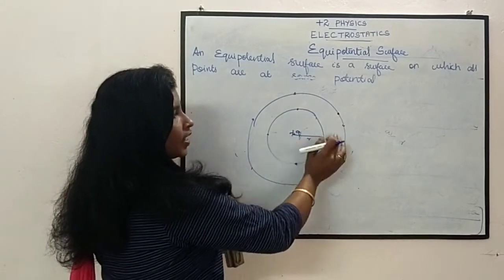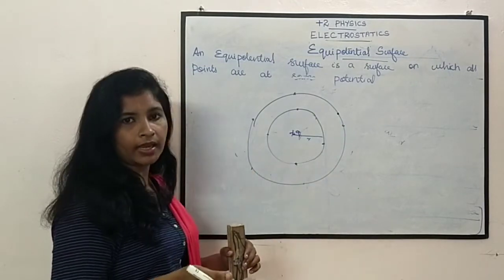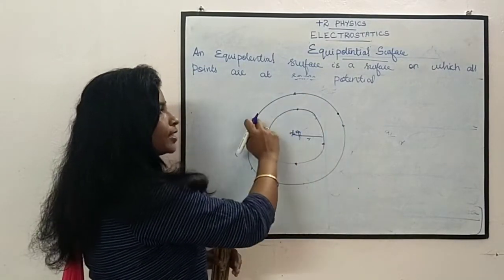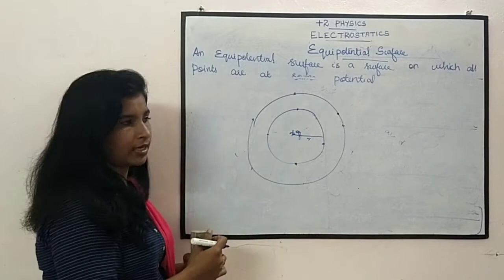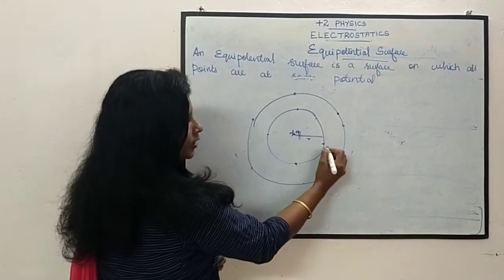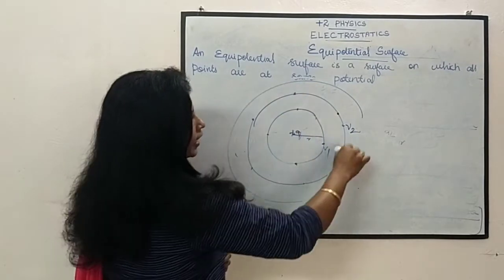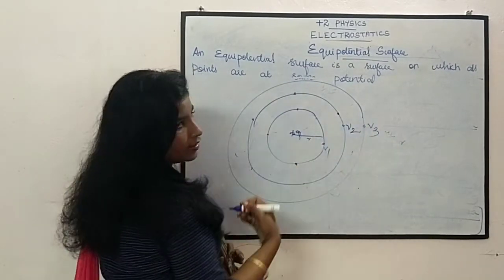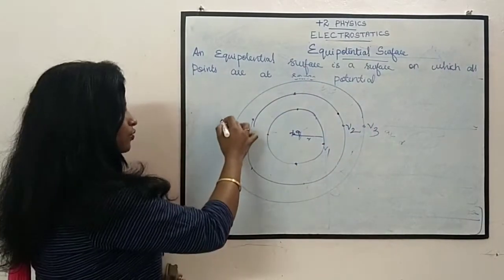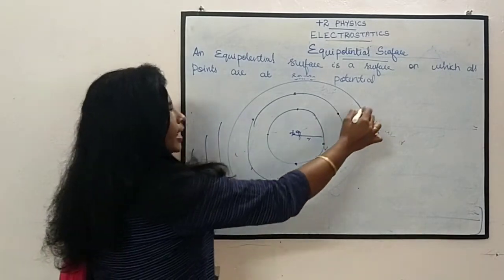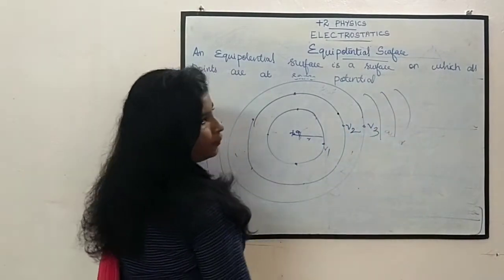Since the distance varies, here the potential will vary, but at all these points it will have the same potential. Okay, இதுல எல்லா இடத்துலயும் பாத்தீங்கன்னா potential V1 will be here. When you take V2 will be here. When we take other one, here it will be V3. Likewise it will be going on. So for all the points they will be having a same potential.